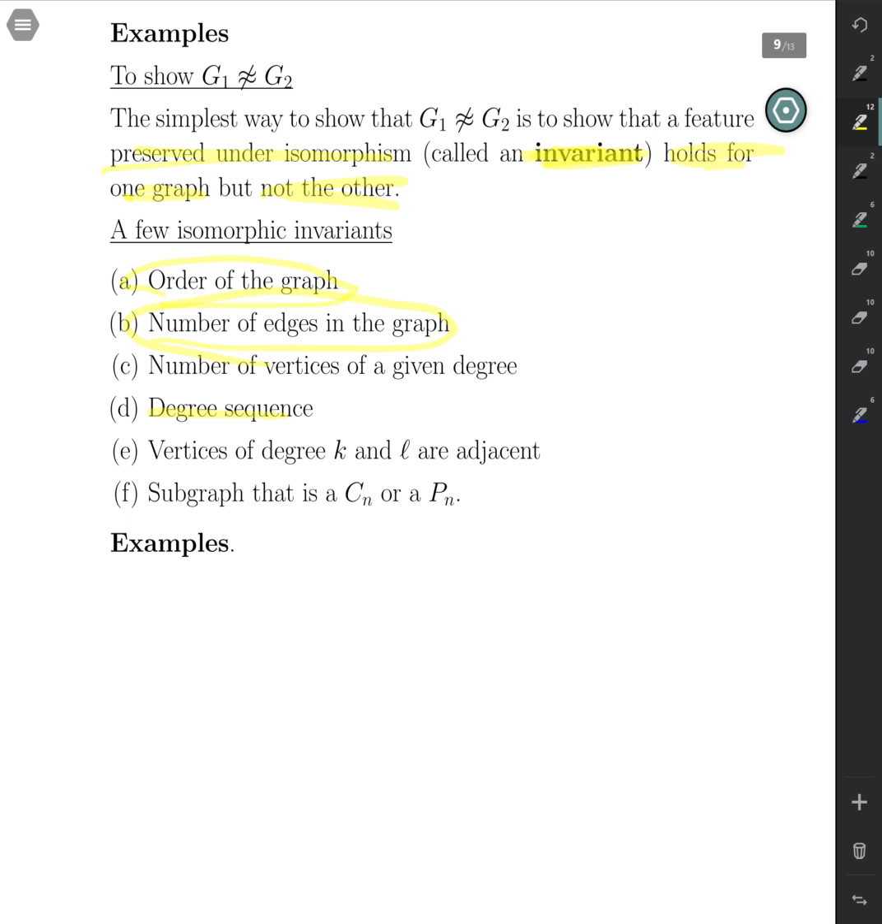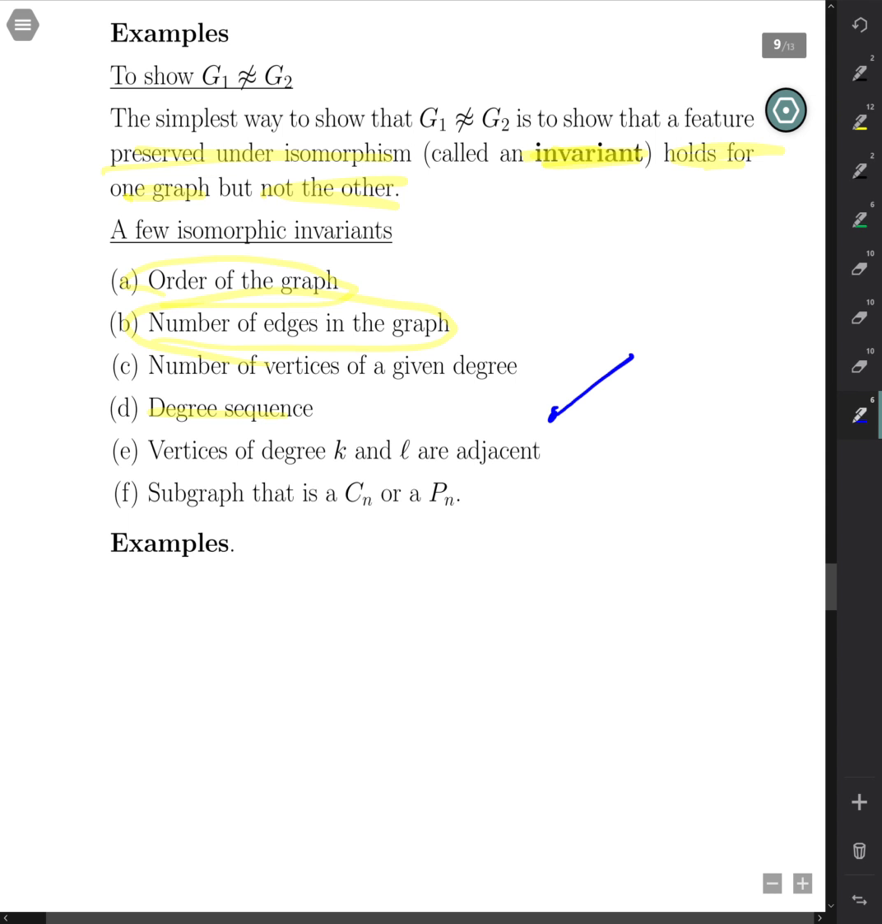So one thing is, perhaps in one graph you have a degree 2 vertex adjacent to a degree 3 vertex, but that doesn't happen in the other graph. Then they could not be isomorphic. So if you had, in G1, a degree 2 vertex adjacent to a degree 3 vertex, but not in G2, then that would tell us that they're not isomorphic. So if that happens in one of them but not the other, they're not isomorphic.